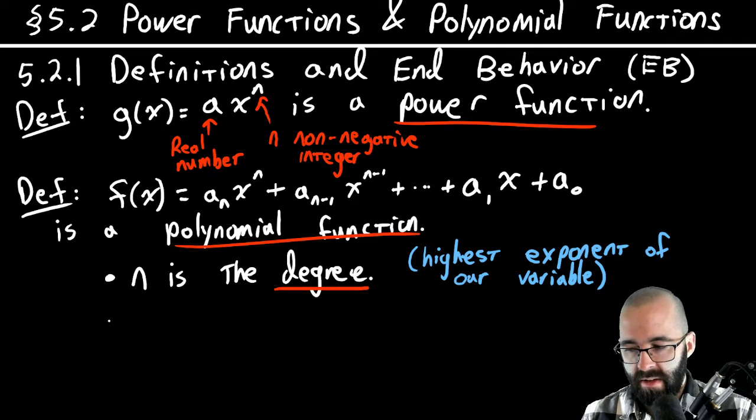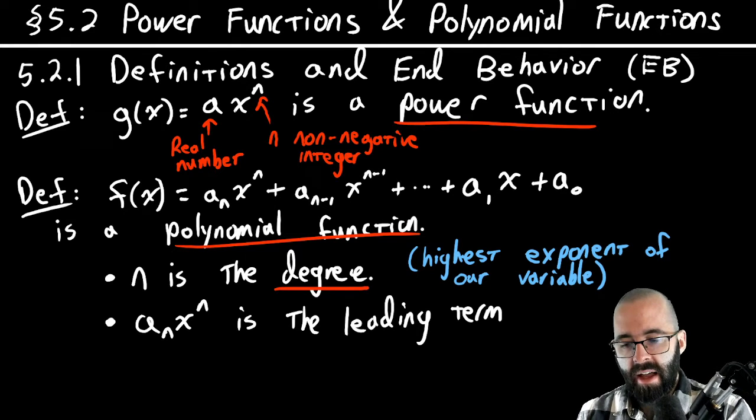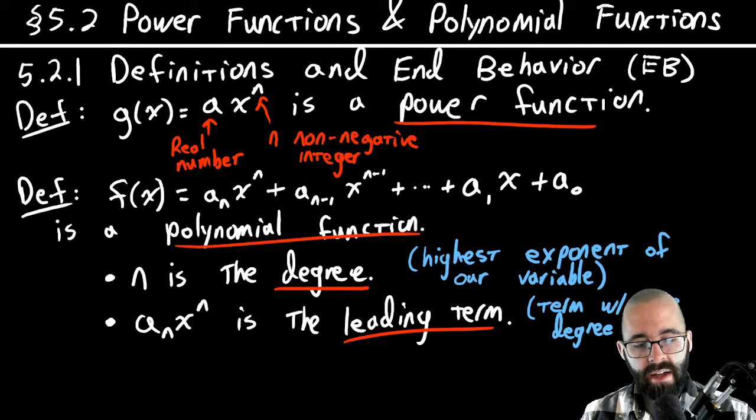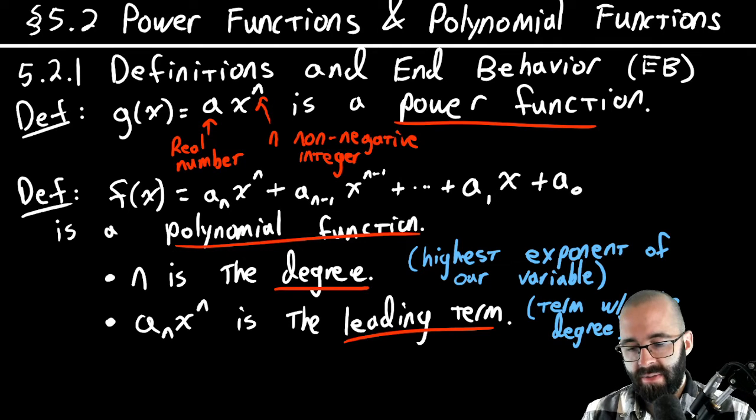And then similarly, a sub n x to the n is what's known as the leading term. And very similarly, this doesn't necessarily mean the first one. This is the number and the variable part that has the degree. So it's the term or the power function with the degree in it. And again, not necessarily the first one. We'll see where that comes into play later.